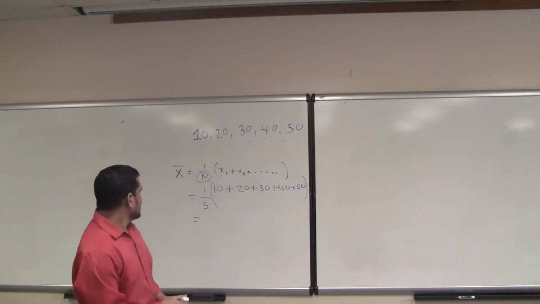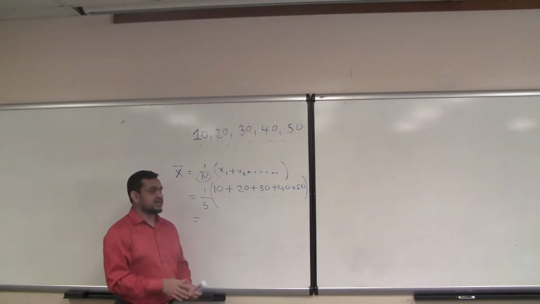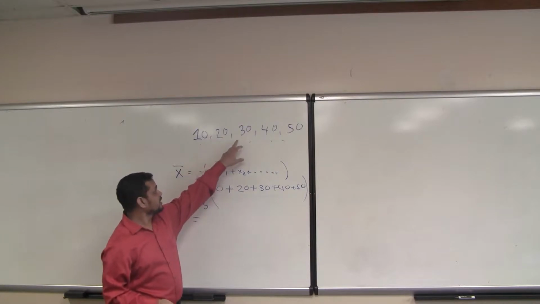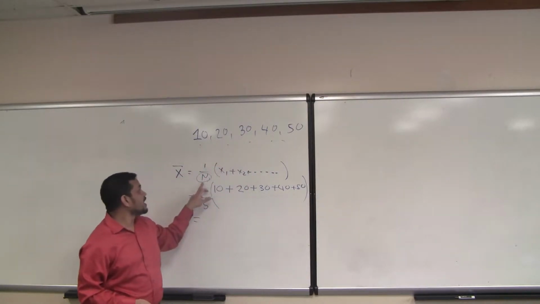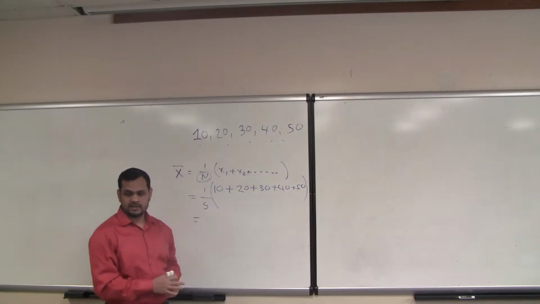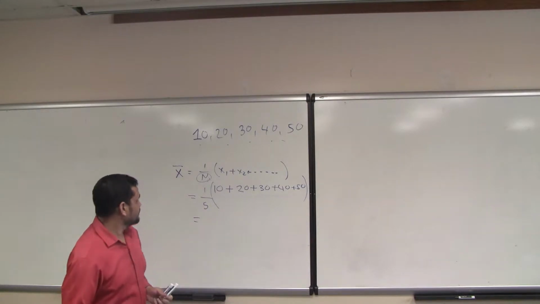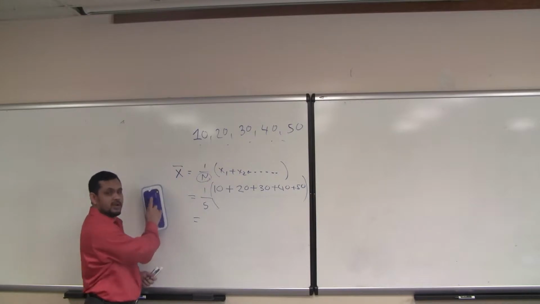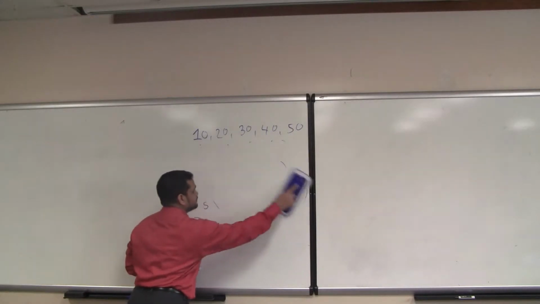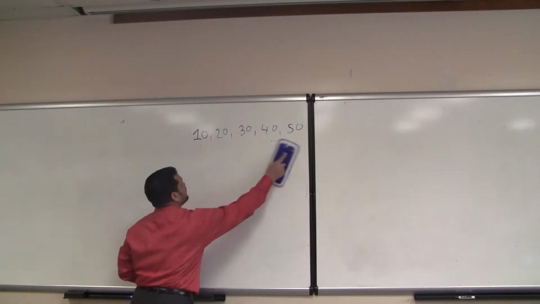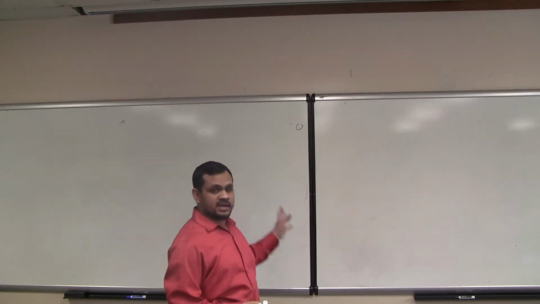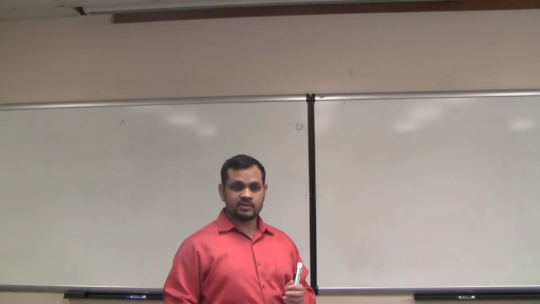Now I am not doing the calculation, it will take time, but these are the ways. x1, x2 mean my data, and N means my number of data. Then the next term is the weighted arithmetic mean.